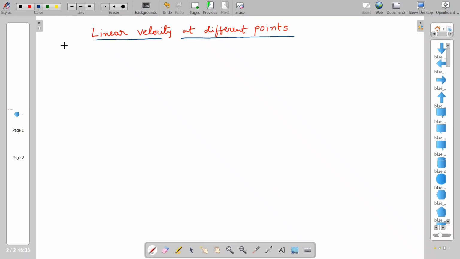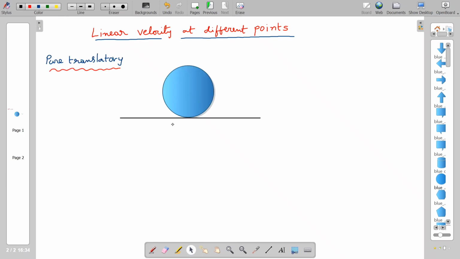First, I will consider a pure translatory motion. Consider a sphere which is in pure translatory motion. Here, I will identify linear velocity at different points, that is at A, at B, at C, that means at its center, and at D.